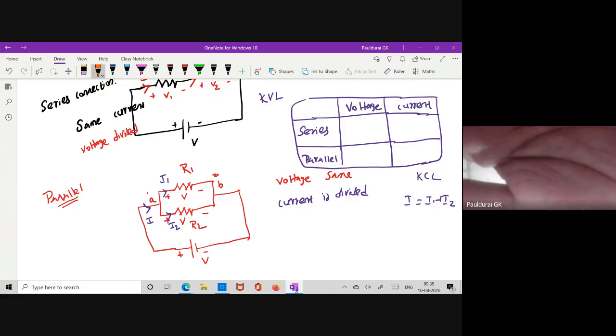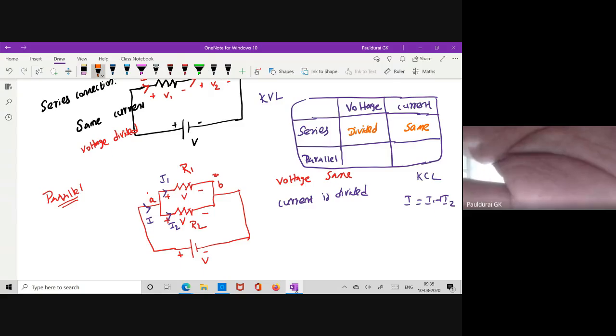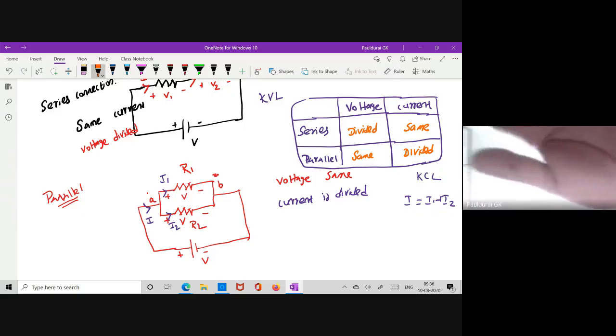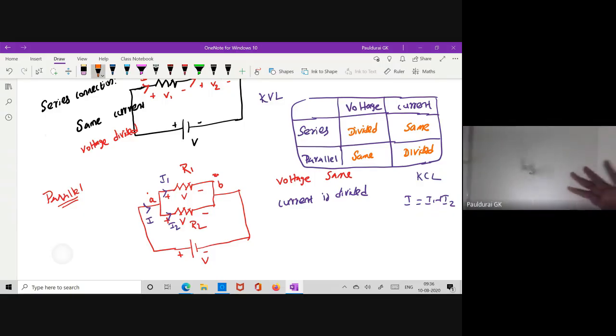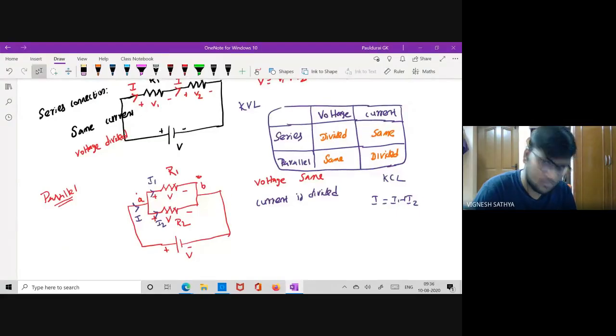Series connection, voltage will be divided, but current is the same. Whereas parallel connection, same voltage, current will be divided. Just to understand. Okay, so now you got the idea what is series connection, what is parallel connection. This is in terms of voltage and current.